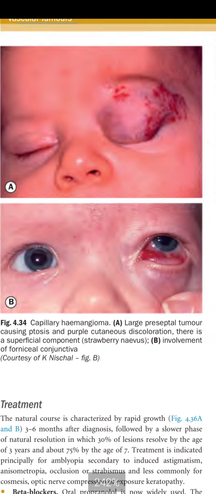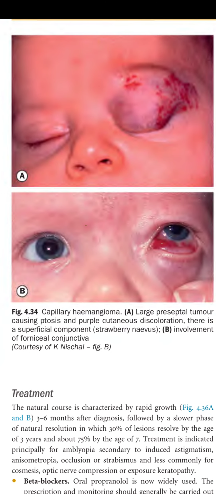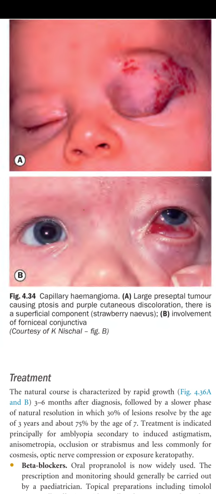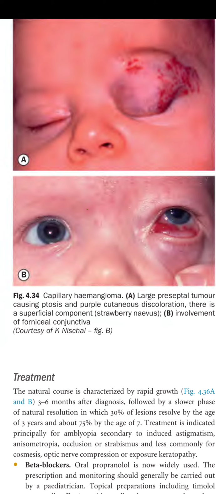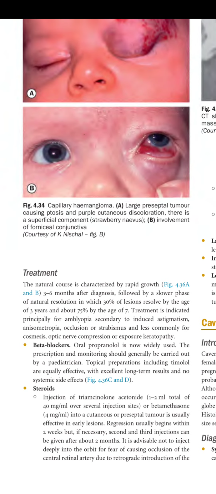Figure 4.34 is also showing a capillary hemangioma. A is showing a large preseptal tumor causing ptosis and purple cutaneous discoloration. There is a superficial component, a strawberry nevus, and involvement of the fornical conjunctiva as well. So how will you treat a case of capillary hemangioma?